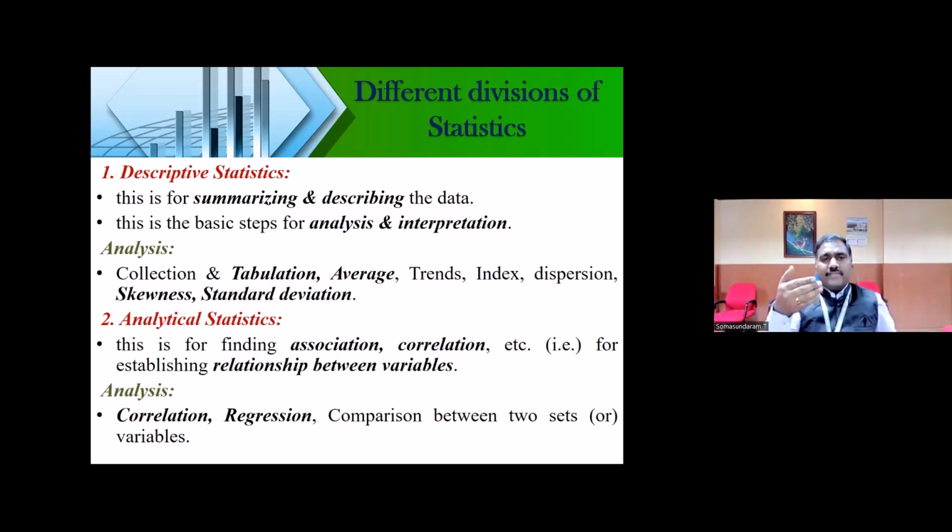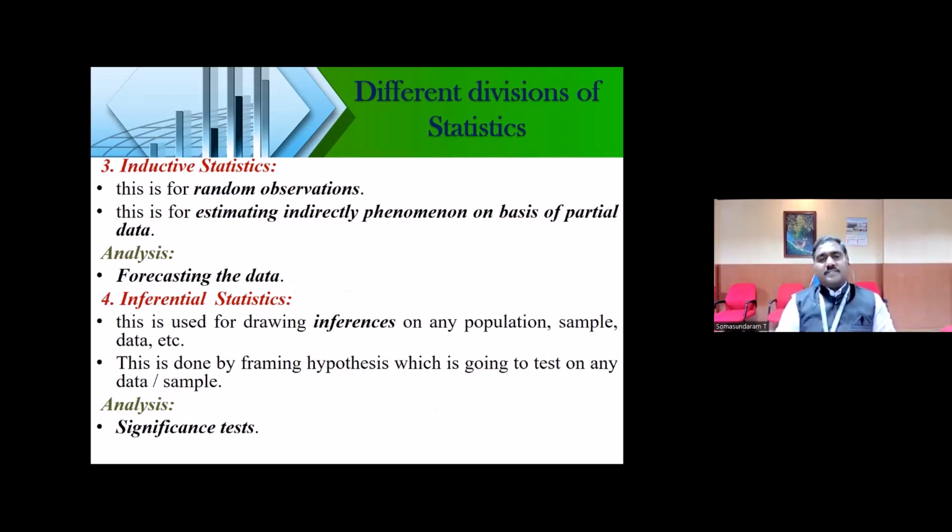You may identify a lot of variables through the literature review. With the help of the literature review, I want to find out whether there is any relationship between these two variables, or how much influence this variable has on the other variable. Whether this is significant, whether this is an association. In that case, we will be using analytical statistics, where we will use correlation and regression tools. And the third one is inductive statistics.